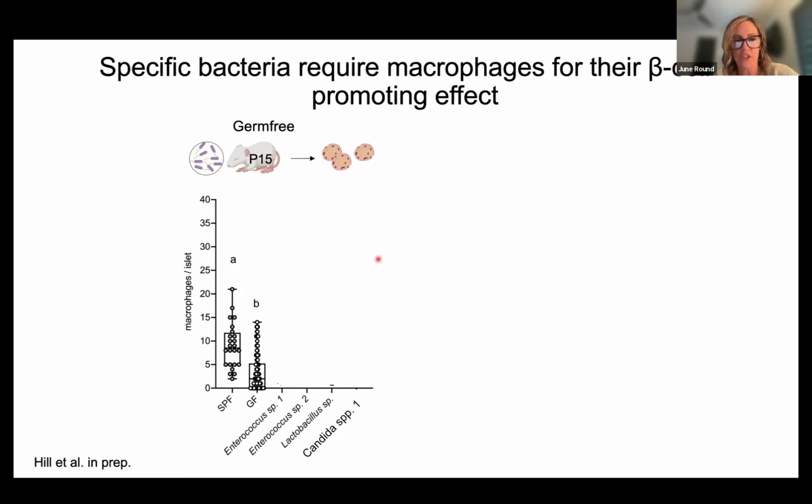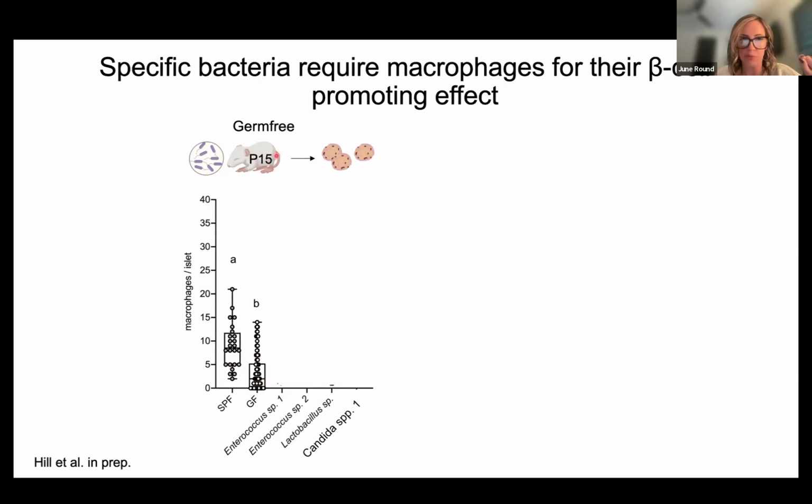So the first thing that I'll show you is the influence of these specific organisms on the macrophages themselves. So interestingly, macrophages in the pancreatic islet are also dependent on the microbiota. This was perhaps a little less surprising to us because they're important for development of so many immune populations. So here, macrophages within the islet between an SPF and a germ-free animal are significantly reduced in a germ-free animal.